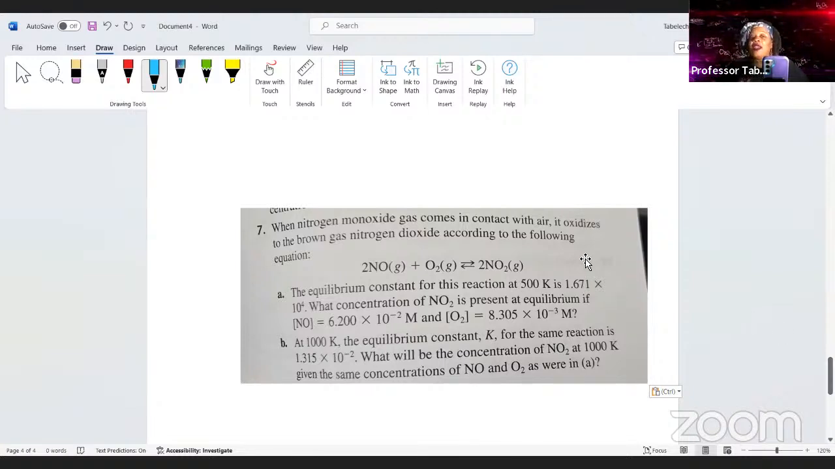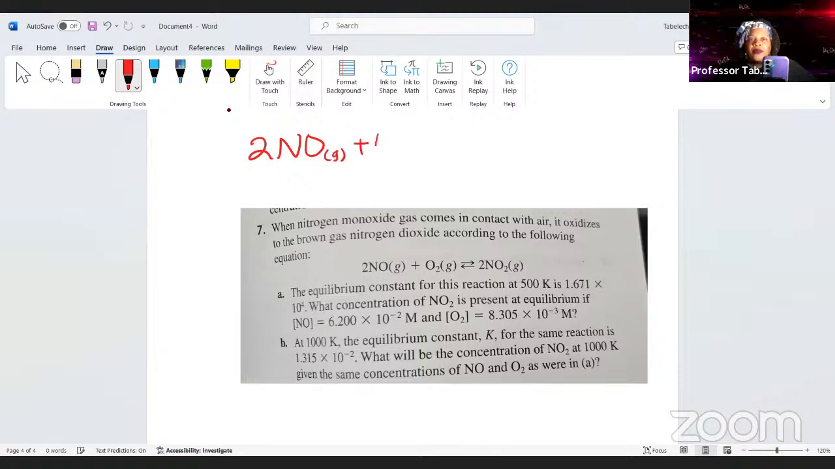Now, here's the thing. For number 7, even though this is a two-part question, okay, whatever you did in letter A has nothing to do with part B in terms of using those numbers unless they tell you otherwise, okay? Unless they tell you otherwise. So I'm going to rewrite the formula, or the chemical reaction rather, okay?